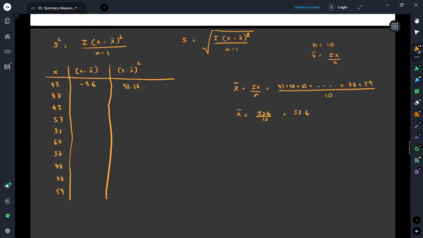In a similar manner, if we take the next value, it is 48 minus 52.6, which leads to minus 4.6. If you take its square, we get 21.16. In a similar manner, we have to obtain the values for the others as well, and we can see the set of values which we obtain for these two columns.